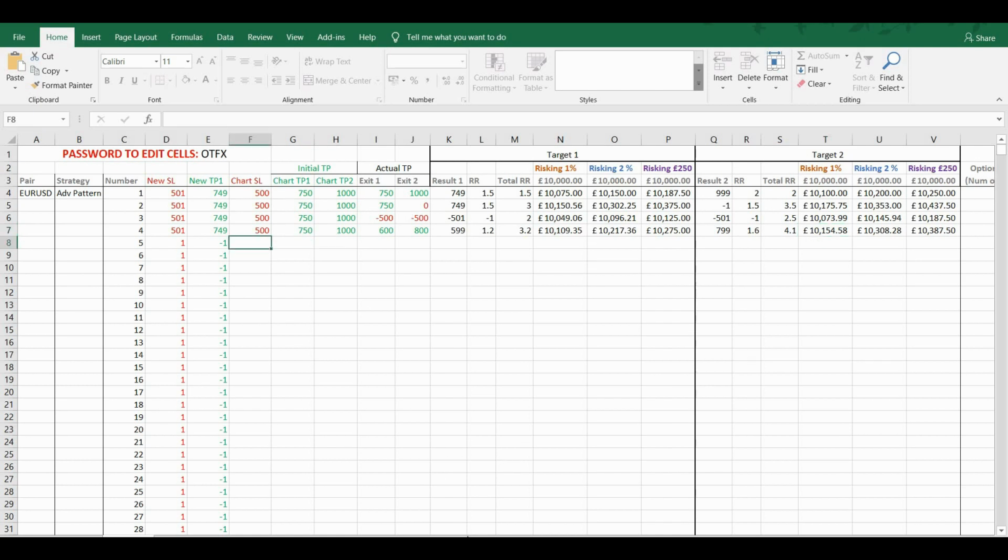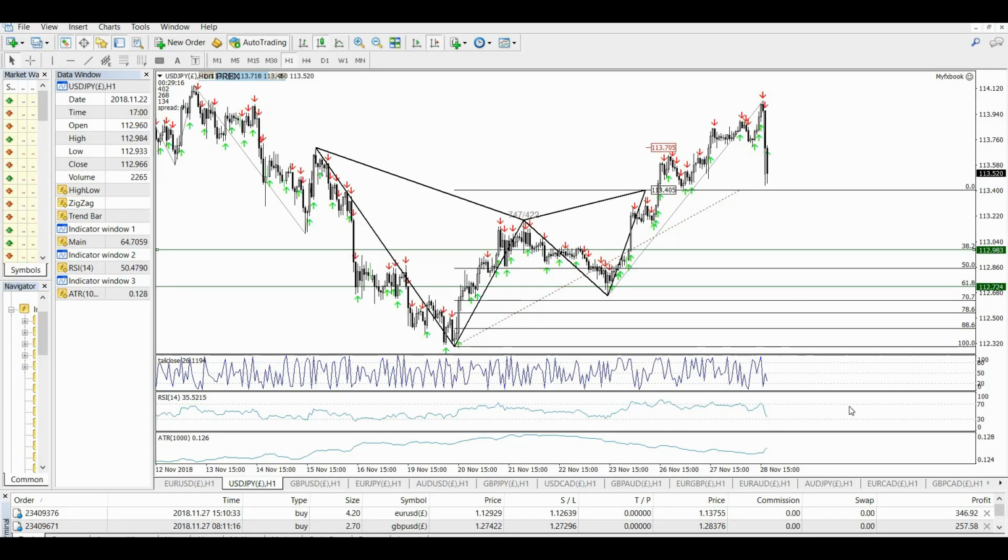So if I were to run you through a real trade now, if I go to my MetaTrader, good day so far. We've got two trades running at the moment, both up and profitable. So let's take this trade for example. This was actually a losing trade.